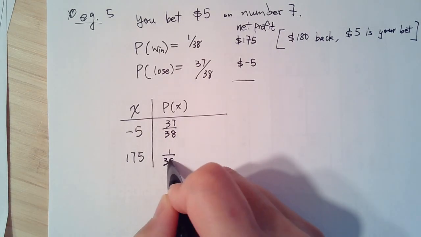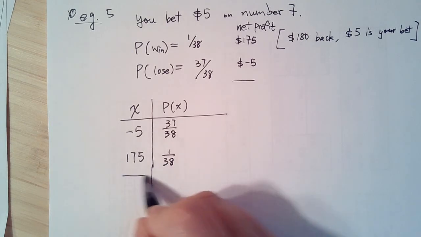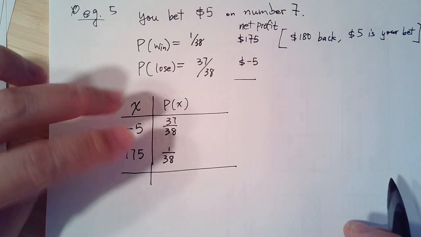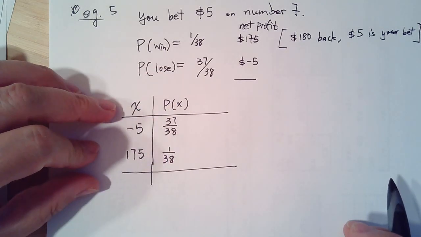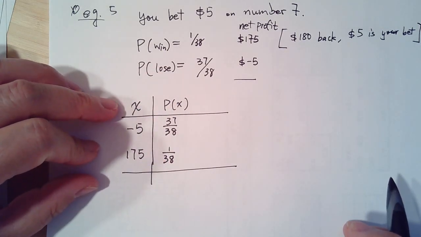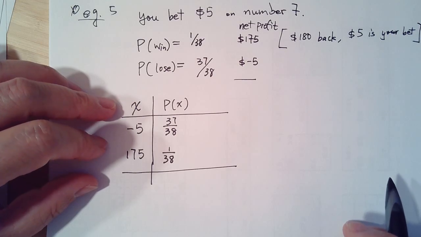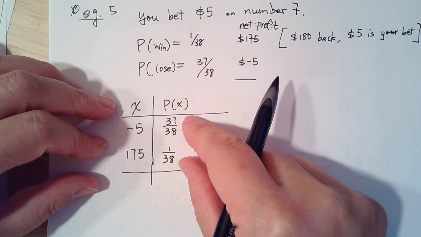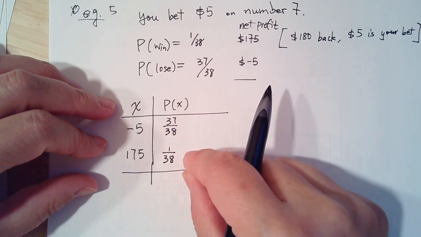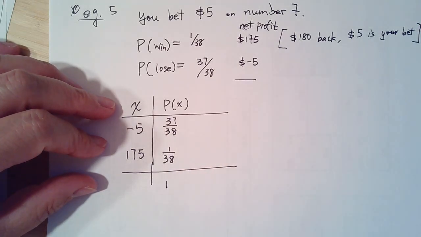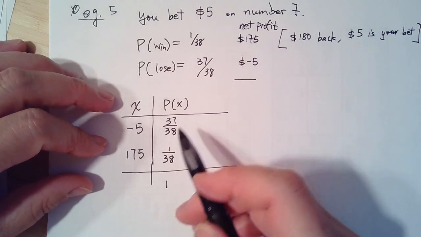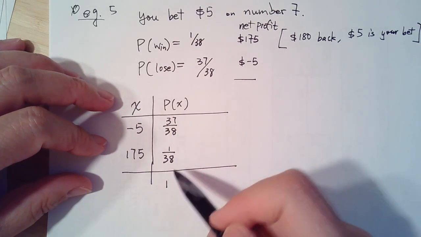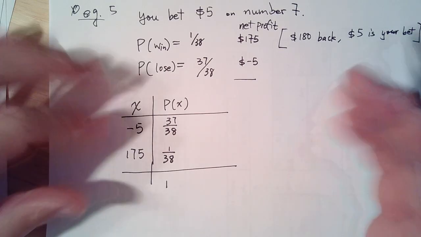All right, now check the requirements. X is a numerical value, in dollars, and P of X is the probability of it. Requirement number 1, good. Requirement number 2, the probabilities add up to 1. 37 over 38 and 1 over 38 add up to 1, so we're happy. The third requirement is that both probability values are between 0 and 1. So we're good. So this is a probability distribution.